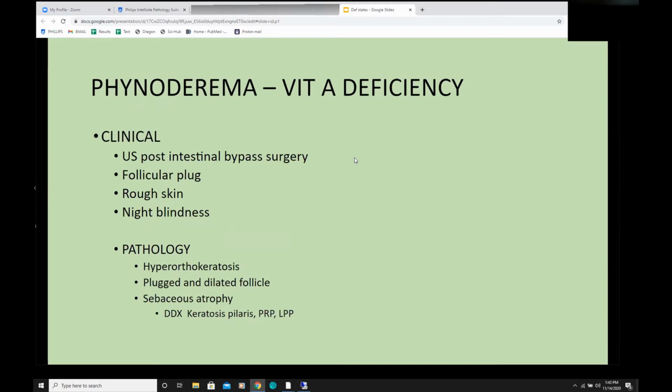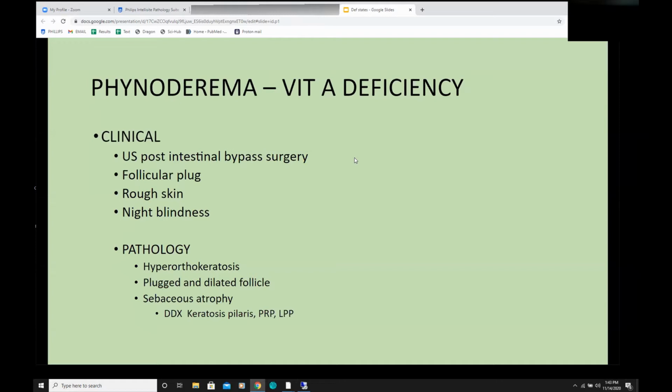A second vitamin deficiency I wanted to go through was phrynoderma. This is very rare. It's vitamin A deficiency. In the US, this is usually found post-intestinal bypass surgery, and clinically you find again follicular plugging with rough skin and night blindness, and pathologically you see again hyperorthokeratosis with a plugged and dilated hair follicle and often sebaceous atrophy.